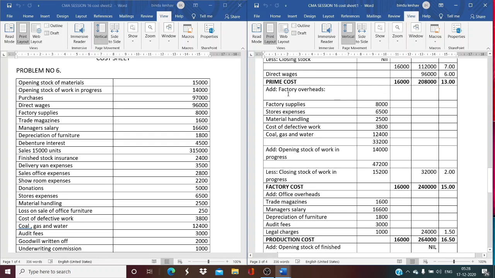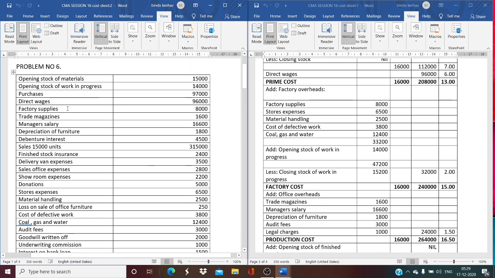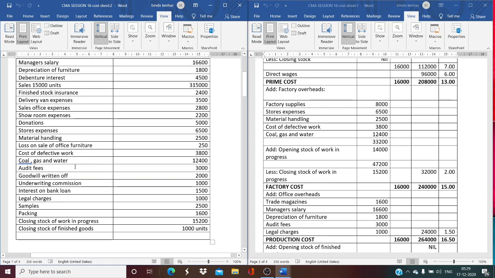Now we have to add the factory overheads. Factory overheads means all the indirect materials, indirect labor and indirect expenses incurred in the factory for the purpose of manufacture or production. So we have looked into the various items given in the question: factory supplies, stores expenses, material handling, cost of defective work, coal, gas and water. These are all incurred in the factory for the purpose of production, so all these are written here. The total is 33,200.